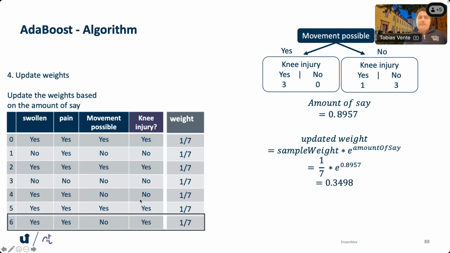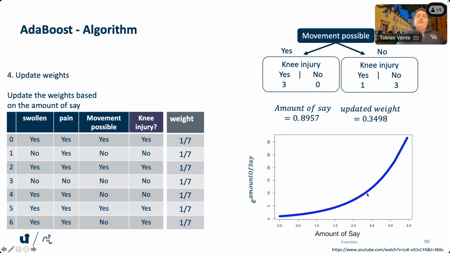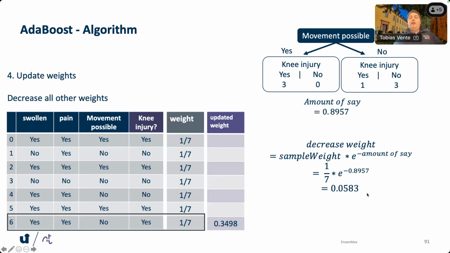So let's come to the almost last step of AdaBoost. We need to update the weights. For all the weights of the data points that you misclassified, this is your formula. Here it's 1 divided by 7 times e to the power of the amount of say. And this is the new weight that it gets. And for all the ones that you have correctly classified, it's e to the power of minus the amount of say.